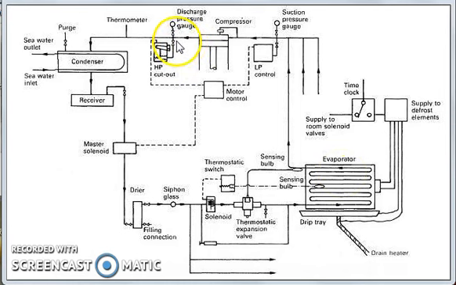So the compressed refrigerant goes from the compressor to the oil separator, and then as the refrigerant moves down from the separator, the oil gets separated and the refrigerant moves to the condensing system or the condenser. Now in the condenser, the refrigerant gets condensed and gets collected into the receiver.